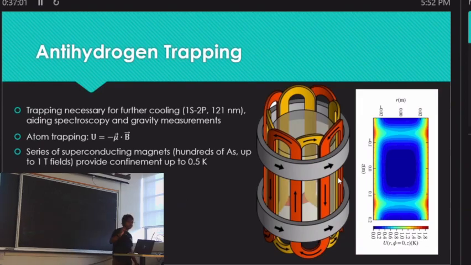Now, I should mention that these are atoms, they're neutral, so they are a lot harder to trap, but they still have some magnetic moment owing to the fundamental spins of the particles, and so that gives them some specific energy. Using this magnetic field, we can essentially trap them in a potential energy minimum. The magnets are superconducting, they produce up to 1 Tesla fields, and even then it gets us only confinement up to half a Kelvin. So this is still pretty warm by atomic physics standards, but it's a long way from where we came from.